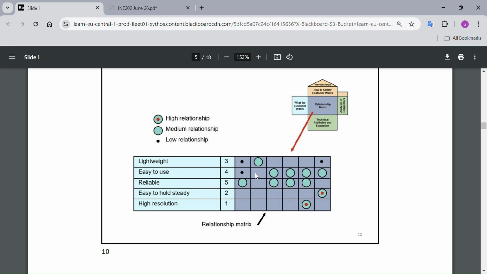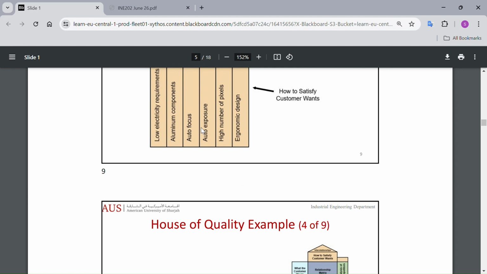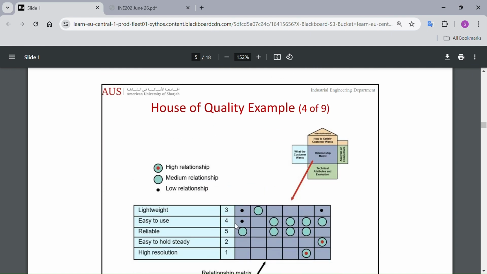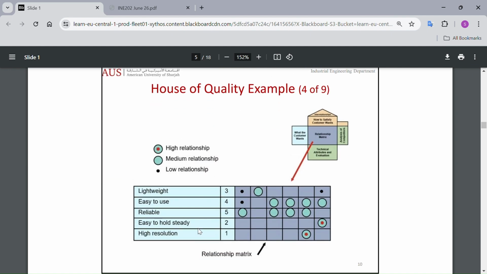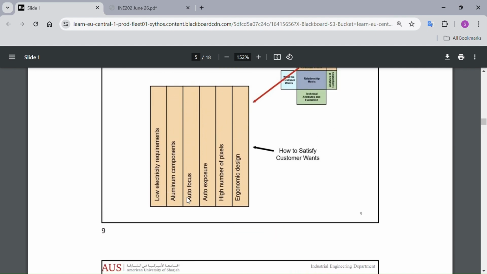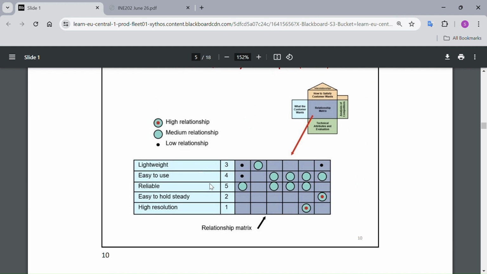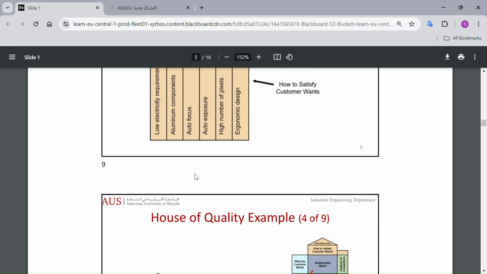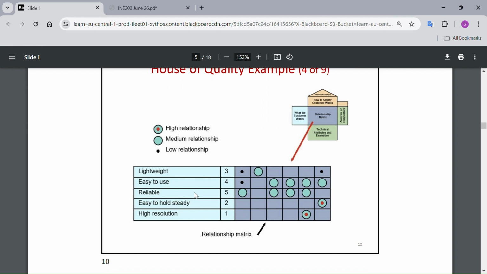So here we have 6 columns, and here we have 6 methods of meeting the customer needs. These are going to be on top here, and we're going to relate them. Lightweight has a low relationship between having a lightweight camera and having low electricity requirements. We can then go, for example, to reliable. There is a medium relationship between being reliable and having autofocus.